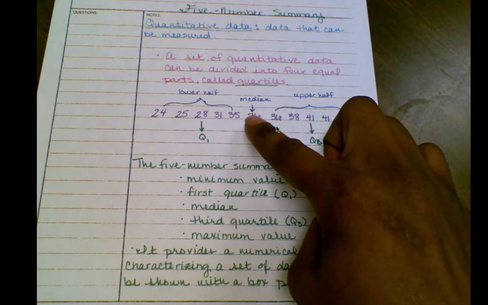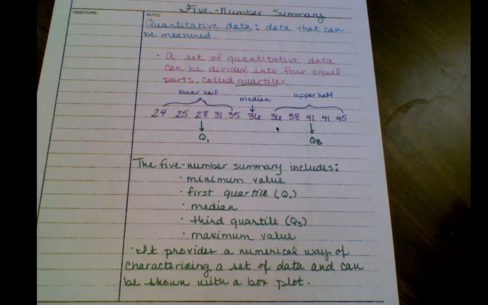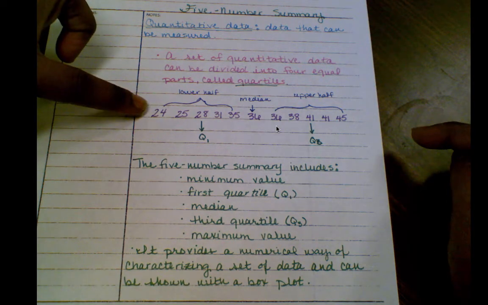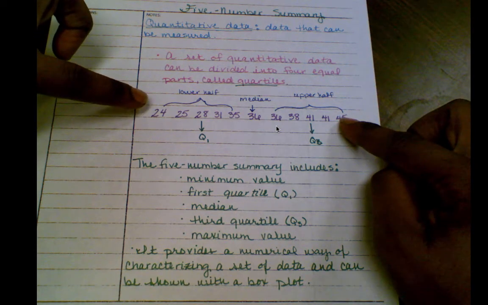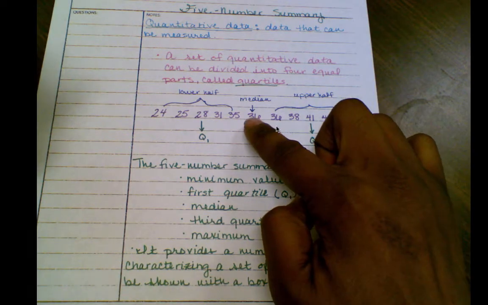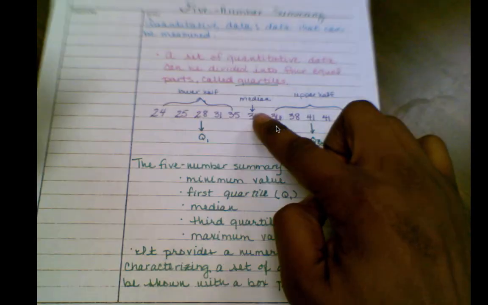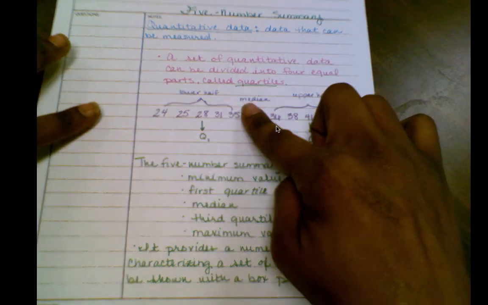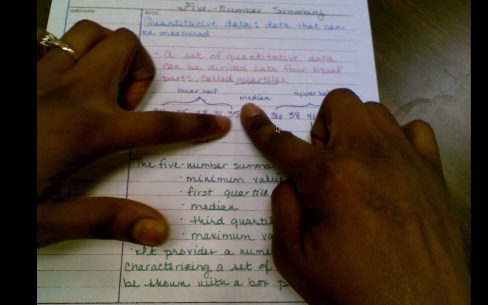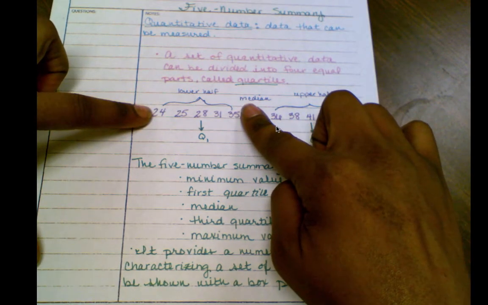Then the middle number we already know as our median. So we've got our minimum value, our maximum value, and then the middle number is called our median. Now, if I were to look at all of the numbers below the median, this is called the lower half of our data.